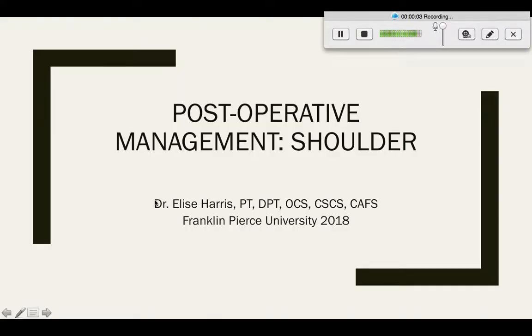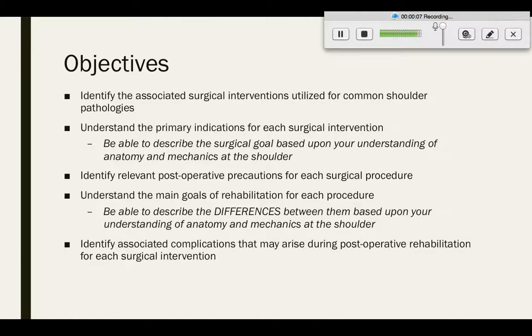We are going to talk about postoperative management of the shoulder in this lecture. Here are our objectives, big key points. We're going to review very common surgical interventions utilized for shoulder pathologies.